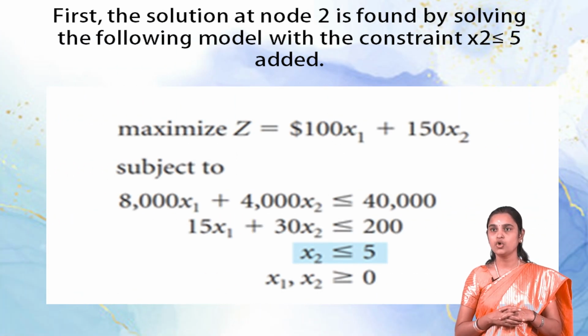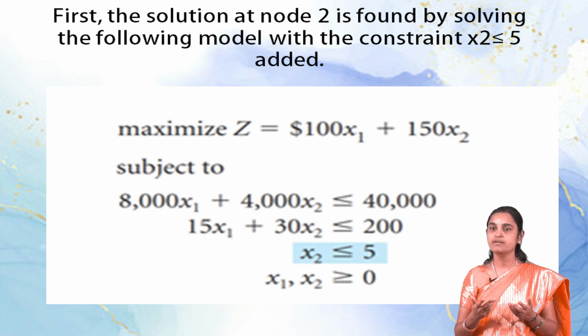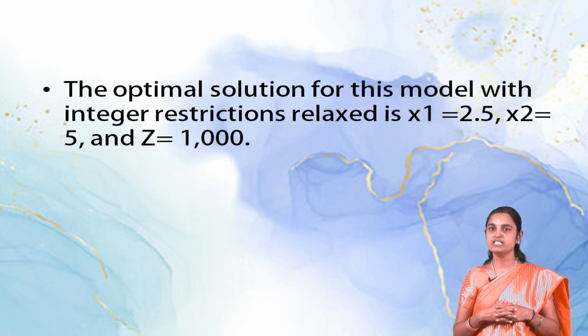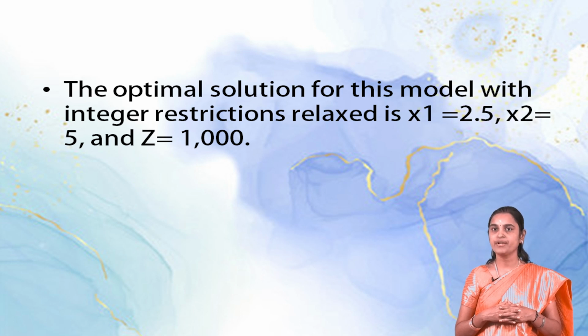First, the solution at node 2 is found by solving the following model with the constraint x2 less than or equal to 5 added. Maximize z equal to $100 x1 plus 150 x2, subject to the constraints. Here the new constraint is x2 less than or equal to 5, and x1, x2 greater than or equal to 0. The remaining two constraints remain the same. The optimal solution for this model with integer restriction relaxed is x1 equal to 2.5, x2 equal to 5 and z equal to 1000. Now we can see the solution has optimized to x1 equal to 2.5 and x2 is fixed to 5. The new z value is 1000.